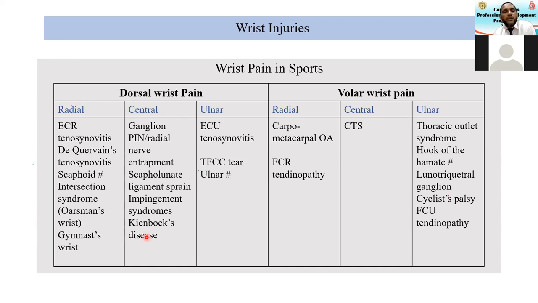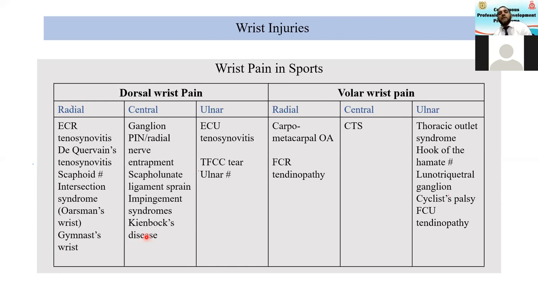That ligament can go into a sprain, and a scaphoid lunate dissociation is also one of the reasons for dorsal wrist pain. And there are rare conditions like Kienböck disease, the avascular necrosis of the lunate, which can also present with dorsal wrist pain. Ulnar side pains, commonly dorsal ulnar pains, are extensor carpi ulnaris tenosynovitis and triangular fibrocartilage complex injury. We will discuss it later.